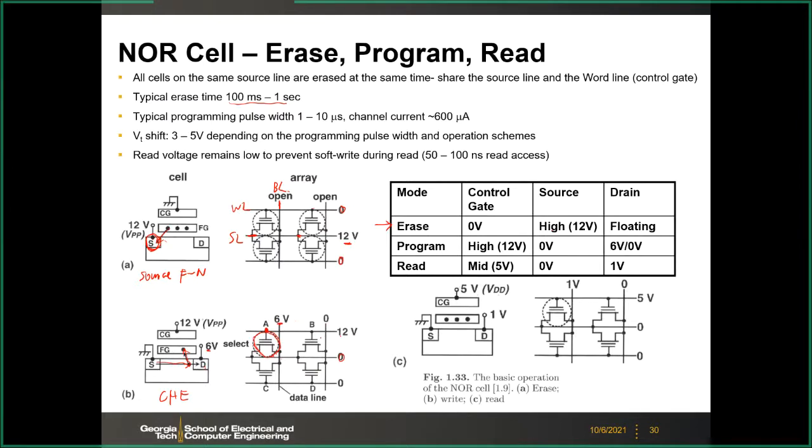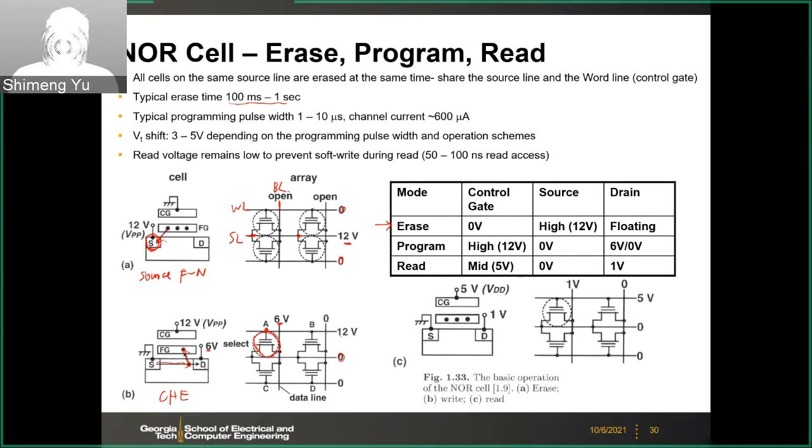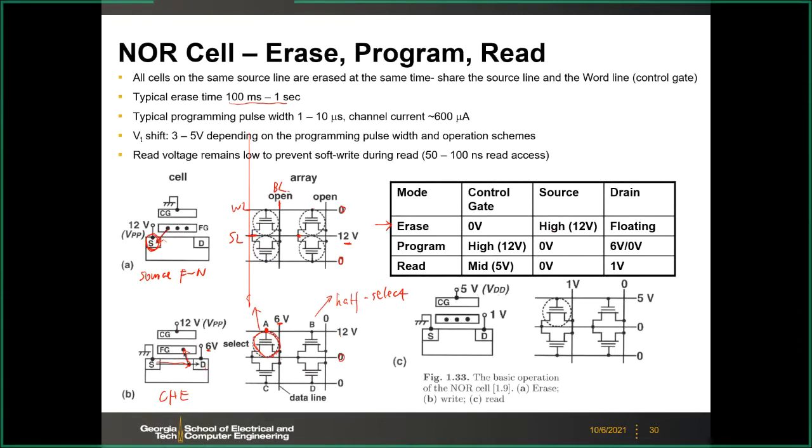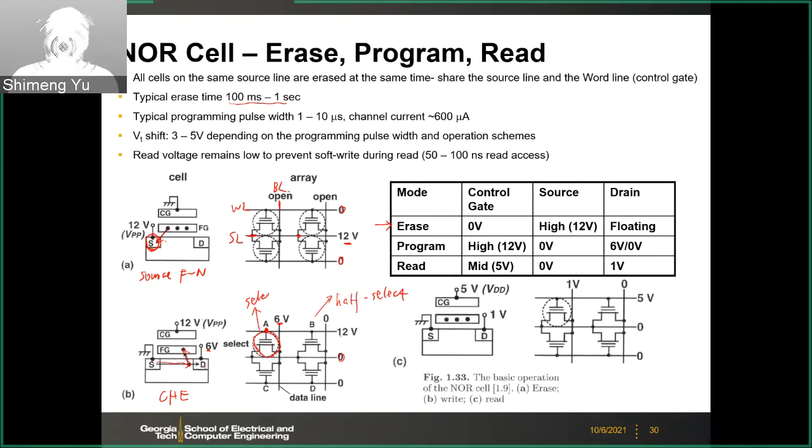And then cells B, C, D, especially cell B and C, will be so-called half select. So this will be half select. If cell A is selected, then B and C will be half select. The reason is that for cell B, you will still have 12 volts on the control gate. But you don't want to program cell B, so what you need to do is to bias cell B's drain to be 0. So cell B will not have the large current flow.